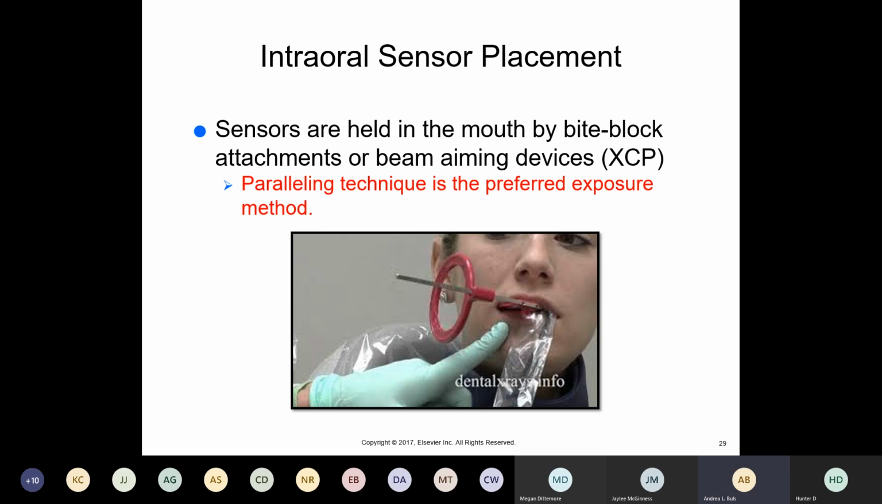They're held in the mouth by the bite block attachments, or those XCP beam aiming devices. And we're always going to opt for the paralleling technique if possible. There are going to be those patients that we cannot use that on, and we're going to have to find some other way to possibly hold the sensor in the mouth, or we're going to have to bisect that angle and kind of eyeball the image. But for most cases, the paralleling technique can be used.